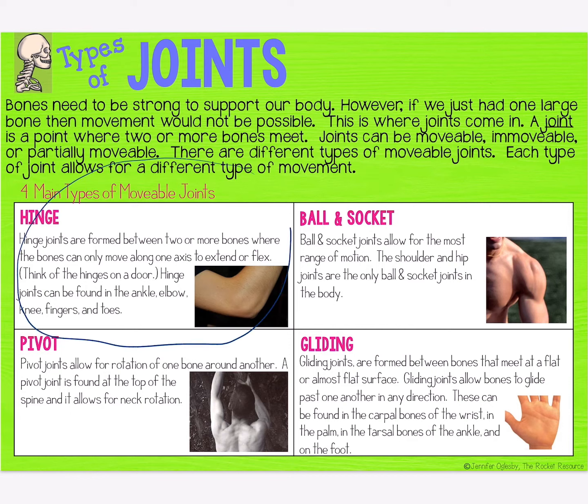Hinge, you have a hinge joint. Hinge joints are formed between 2 or more bones where the bones can only move along one axis to extend or flex. Think of the hinge as a door. Hinge joints can be found in the ankle, elbow, knee, fingers, and toes.